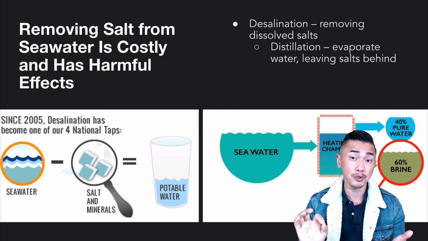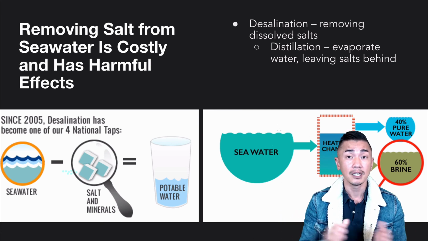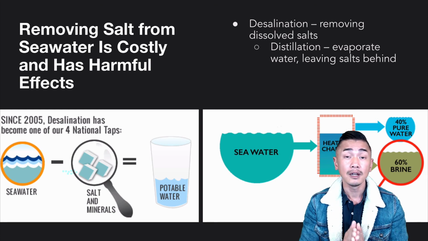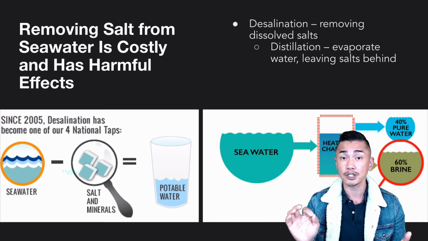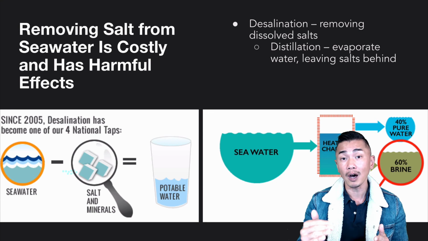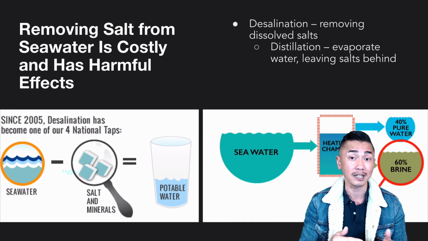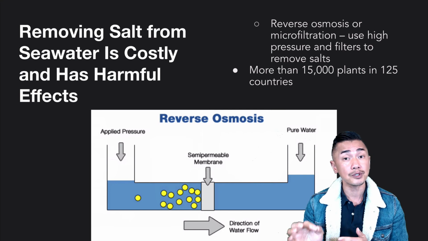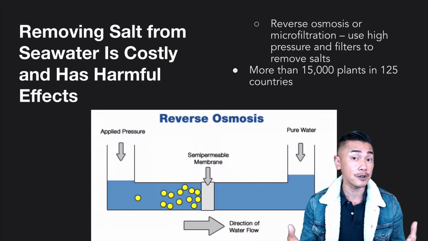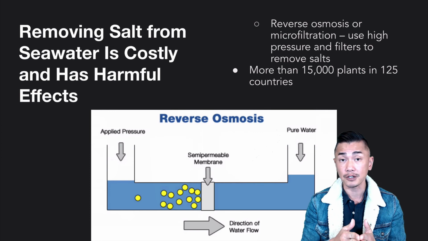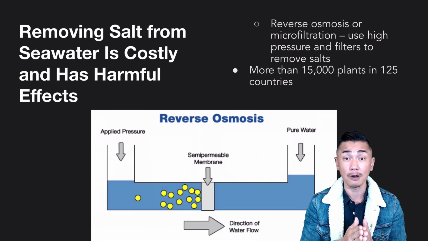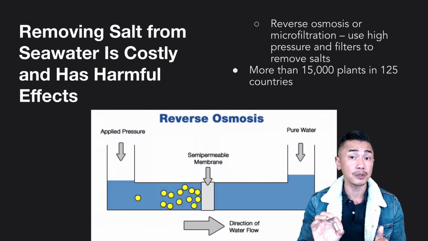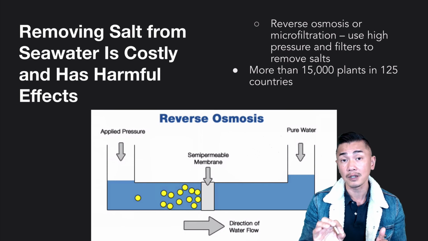Desalination is simply removing the dissolved salts from seawater, leaving behind fresh water. There are two ways in which we can do this. The first is called distillation, in which seawater is heated, allowing water to evaporate and leaving salts behind. The second technique used to desalinate saltwater is called reverse osmosis or microfiltration, in which water is pumped at high pressure through a filter, removing salts. More than 15,000 plants in 125 countries use one of these techniques to desalinate seawater.